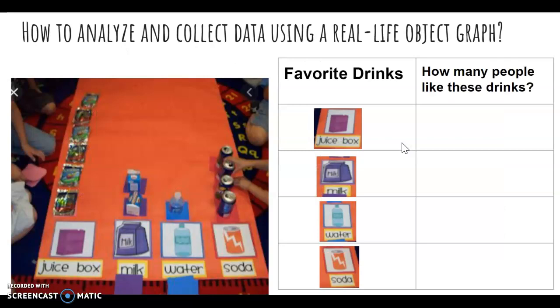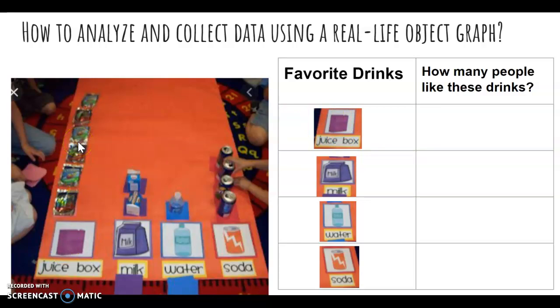Okay. So how to analyze and collect data using a real life graph. So of course you're going to have some type of key to collect your data. You're also going to have pictures to represent each item that is on your graph. Okay. So the next thing you do is you're going to count how many real life objects there are when they're graphing.